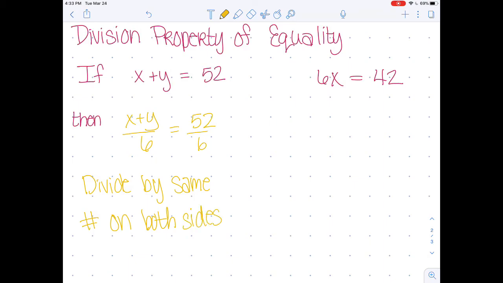So an example of a problem we could solve by doing this would be 6x equals 42. If I want to get rid of the 6 so that it's just x equals, I would divide by 6. But since I'm going to divide by 6 on that side, I also have to divide 42 by 6. So 6 divided by 6 is just 1x equals 42 divided by 6 is 7. So I know that x has to be 7 for this to work.